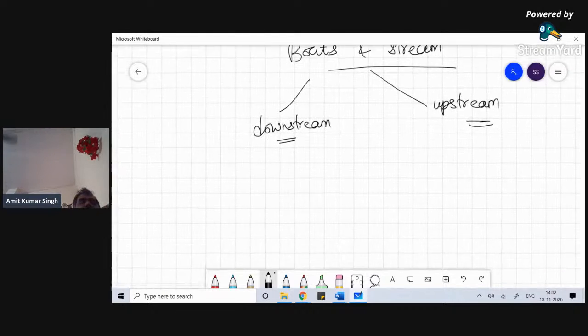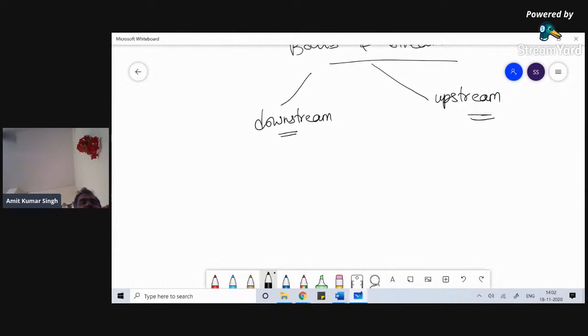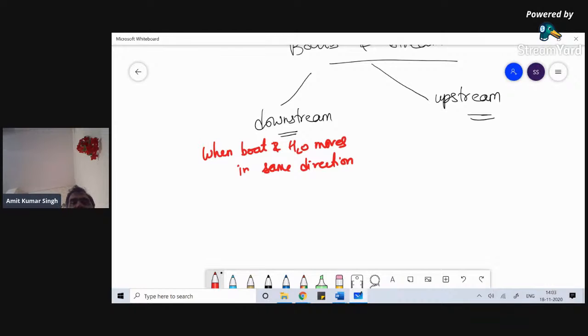Downstream basically means when the boat and water both move in the same direction. That is called downstream. And what do you mean by upstream? Upstream basically means when the boat and the water move in opposite directions.